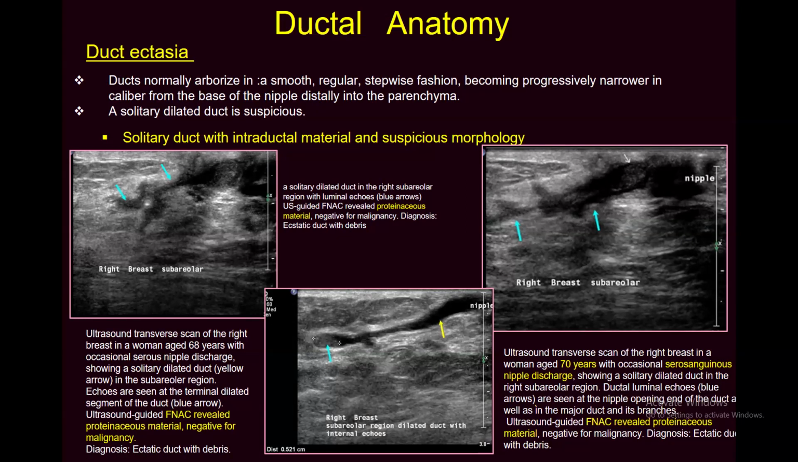Another suspicious finding is intraductal material or intraductal echoes. And in this one also, there is blunting of the peripheral edge here, okay, rounded instead of tapering, and intraductal material. In spite of all these, definitely we have to proceed to biopsy. But after biopsy, the result tends to be just ductectasia with proteinaceous material. These intraductal lesions are just proteinaceous material inside the duct. But we have to proceed to biopsy.